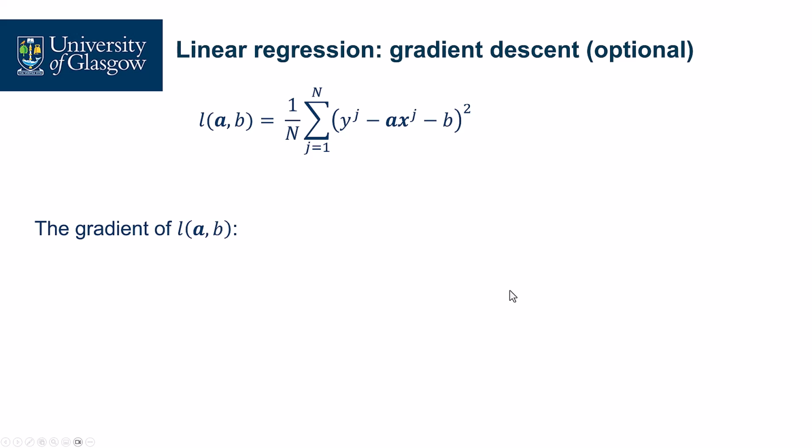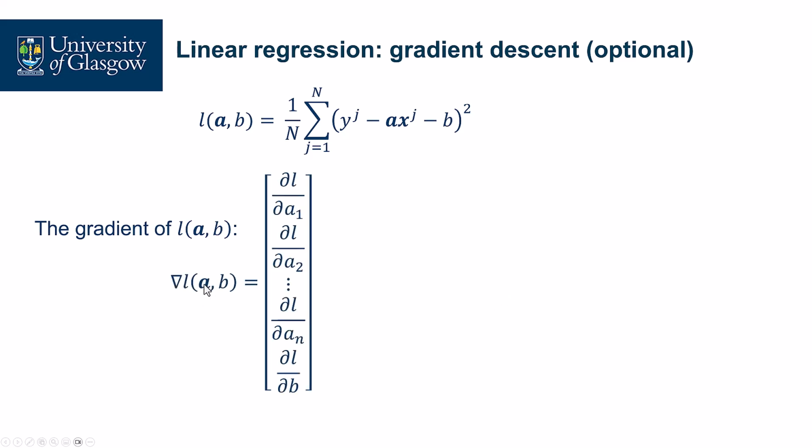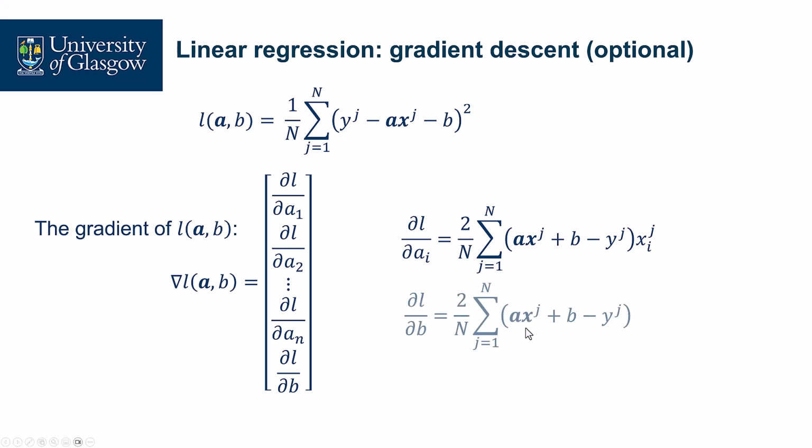Then we can consider how to do it. If we want the gradient with respect to a and b, we need the partial derivatives of L with respect to a1 to an, and the partial derivative of L with respect to b. If we use our calculus knowledge to get the partial derivatives in analytical form, it looks like this.